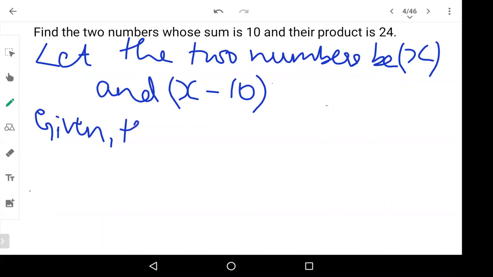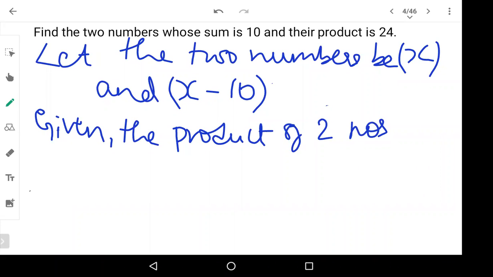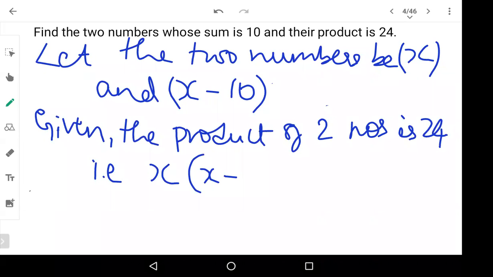The product of two numbers is 24. That is, x into x minus 10 is equal to 24. Now when you multiply these two here and form an equation, then you will be able to find the answer by using the formula method.